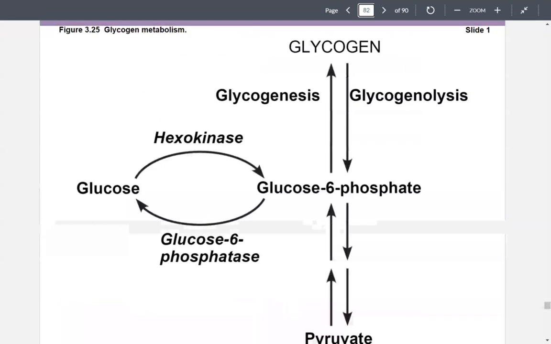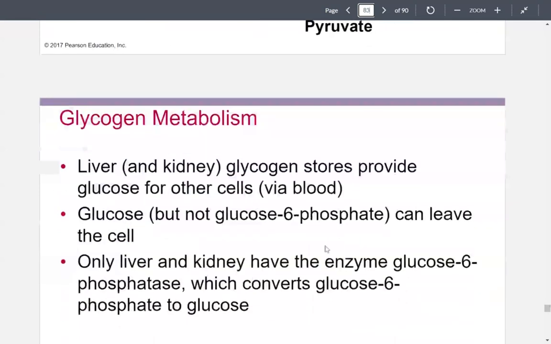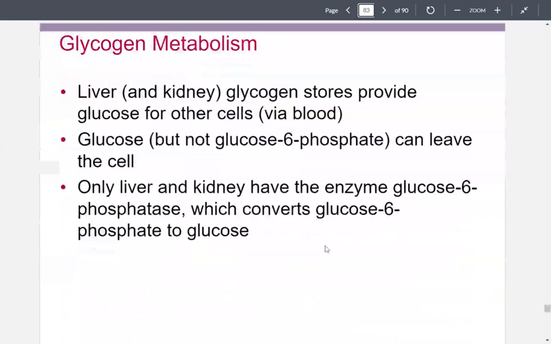I might have just misspoke. Hexokinase converts glucose into glucose 6-phosphate, different cycle to become glycogen. Yeah, I did misspeak. Okay, glycogen metabolism.